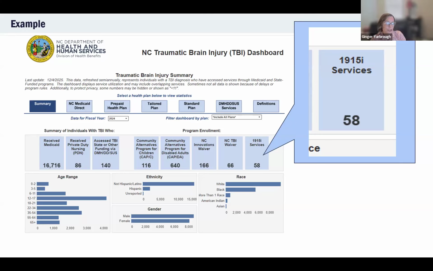And if we're doing what we think those actions will do, then we would hopefully see the number of people accessing 1915i services increase over time. Next slide.